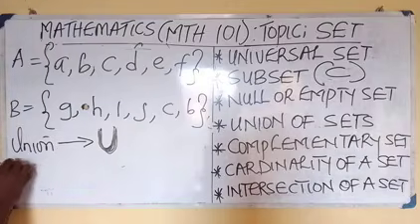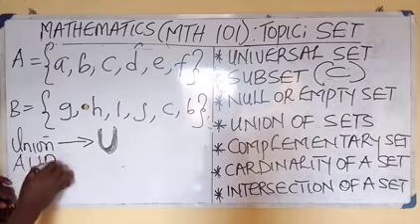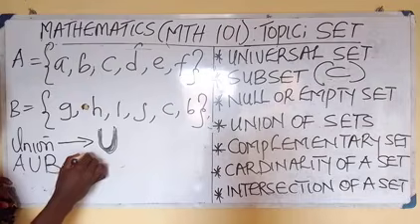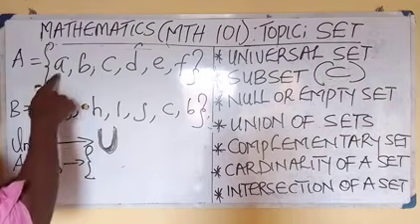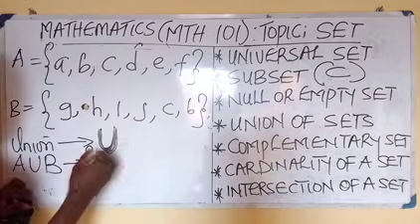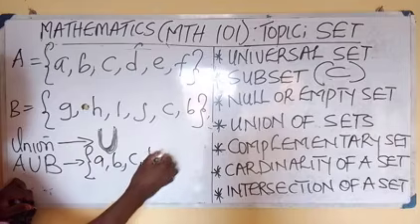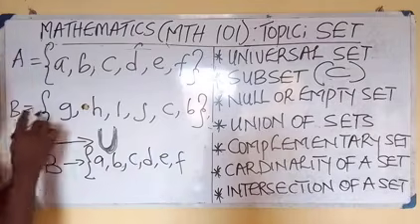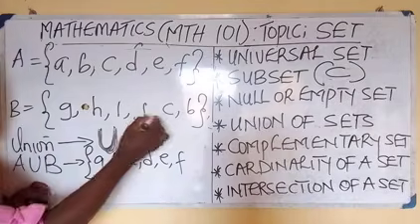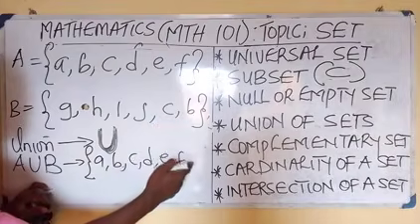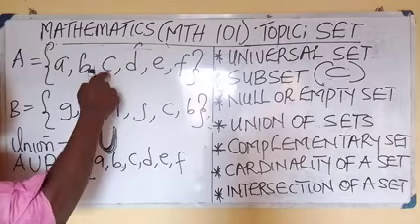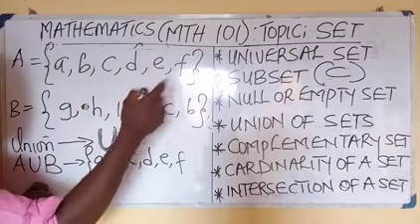So if they should ask you what is the union of set A and B, what will you do? You write it out: A, B, C, D, E, F. Now come to B. Should I write C again? Should I include C? No, because C is already contained in this set. So this one is out of it.